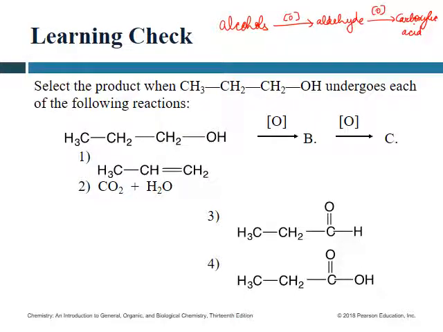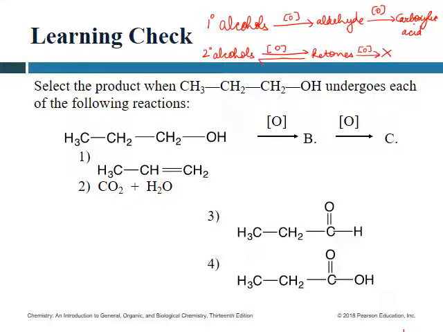Okay, this is when you have primary alcohols. If it is secondary alcohols, they oxidize to form ketones, and ketones cannot be further oxidized. Okay, remember this, we cannot oxidize them. Why? Because they don't have that hydrogen to get rid of.